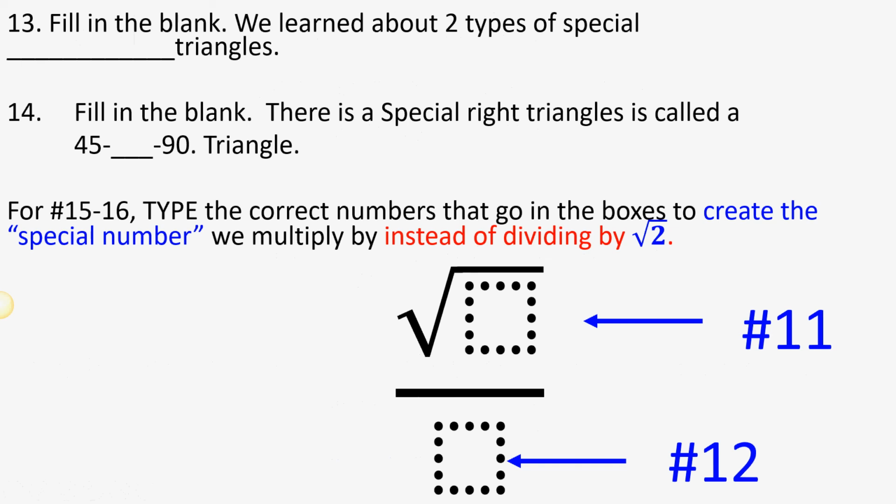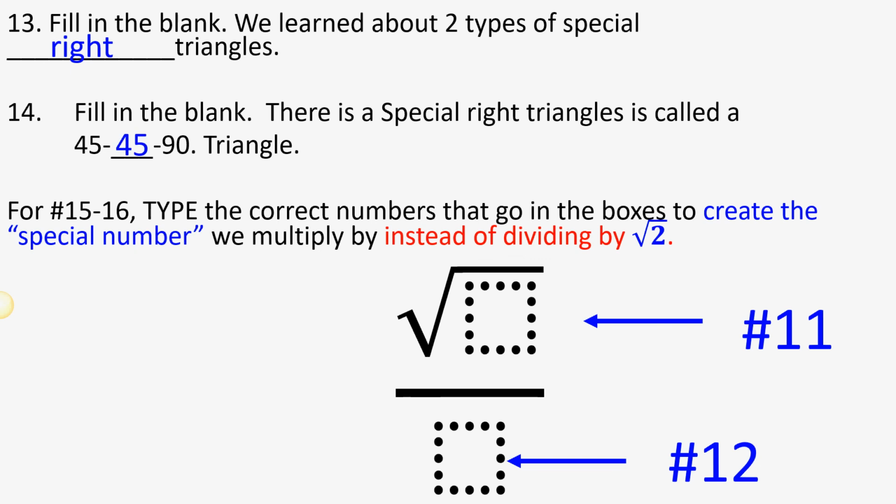So, your 4 questions. Fill in the blank. We learned about 2 types of special what triangles? Right triangles. Please type your answer in lowercase. If you put capital, it will be wrong. Fill in the blank. There is a special right triangle called a 45, 45, 90 triangle.